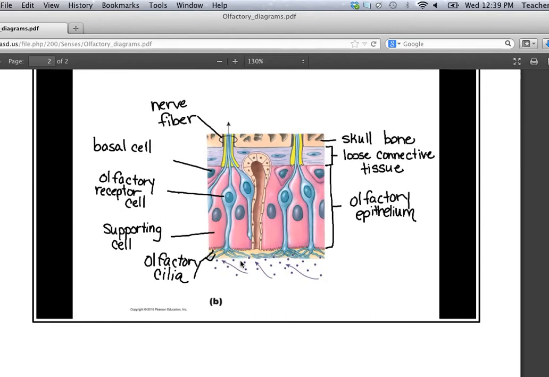What happens is those odorant molecules actually have to dissolve within the mucus in order to trigger an action potential within those nerve fibers. This cell here is what we call a supporting cell, and what it is supporting is the olfactory receptor cell here. It's a nerve cell. Okay, the basal cell here, again, that's a type of stem cell that actually regenerates more supporting cells because these do die. These are kind of like the glial cells for the olfactory receptor cells. This is a nerve fiber, so the receptor cell axons come together and they pass through the skull bone.